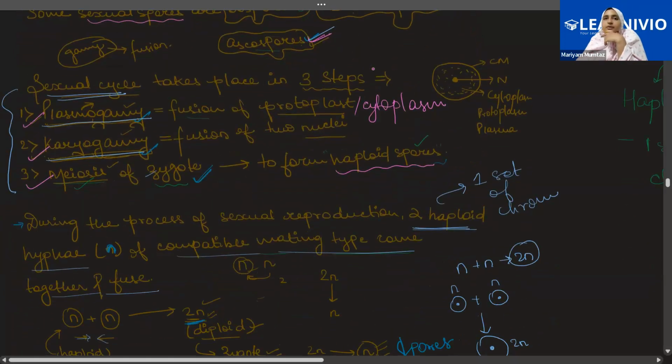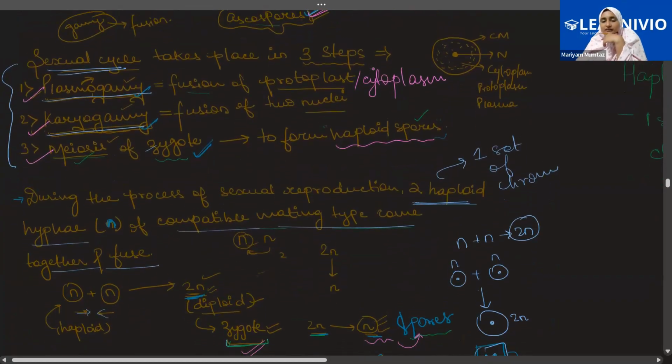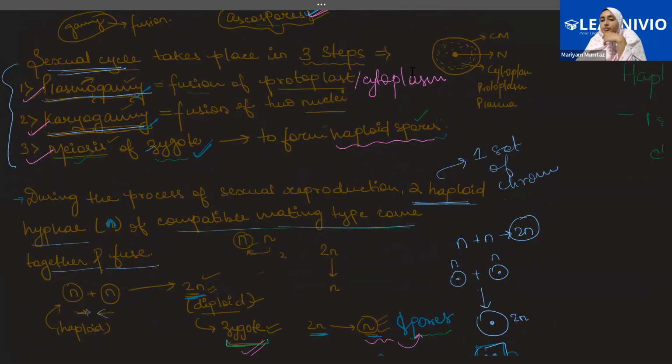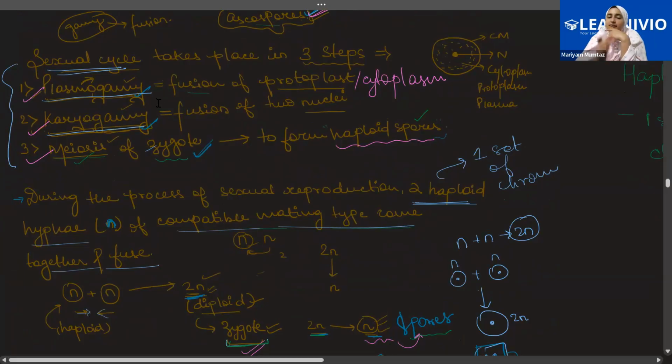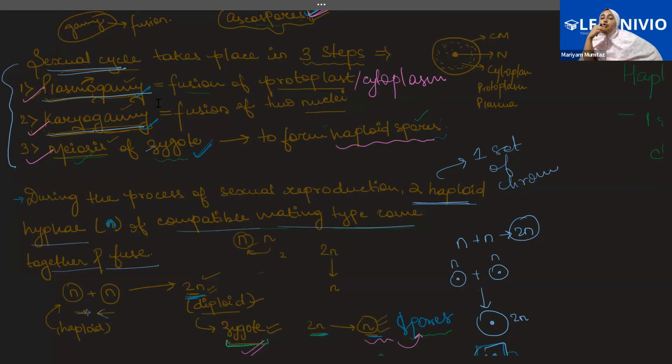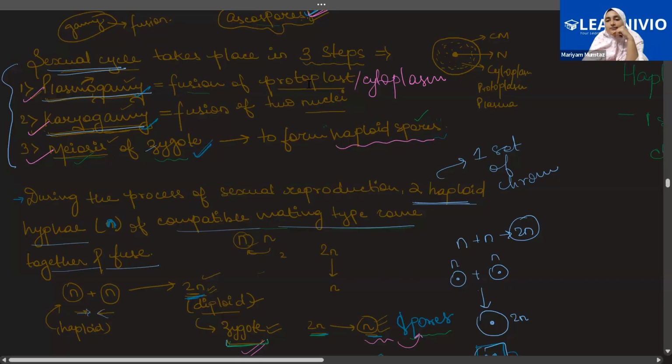Now, there is a proper sexual cycle that takes place in the fungus, and the sexual cycle takes place in 3 steps: plasmogamy, plasma, right, which is the fusion of the cytoplasm. Then karyogamy, plasmogamy is followed by karyogamy. Now, karyogamy is fusion of 2 nuclei. Karyo means nucleus. Gamy means fusion. Then, after the 2 nuclei have been fused, there is the formation of zygote, and then that zygote develops to form haploid spores. This is like every event that takes place in the sexual cycle of the fungi.